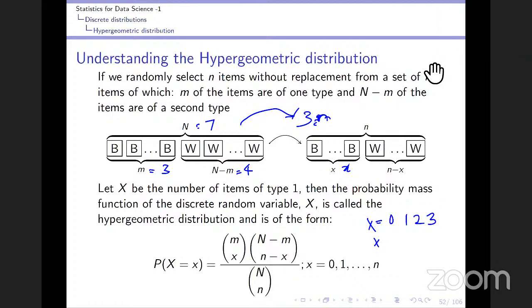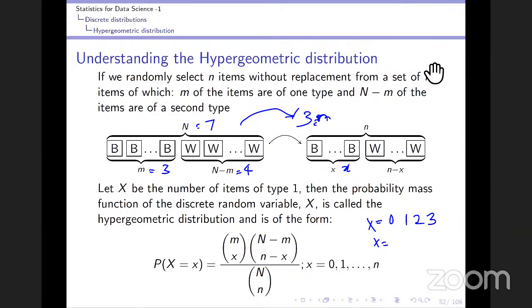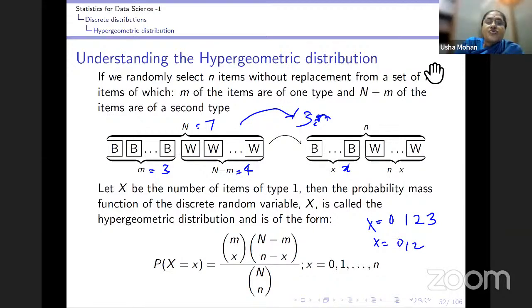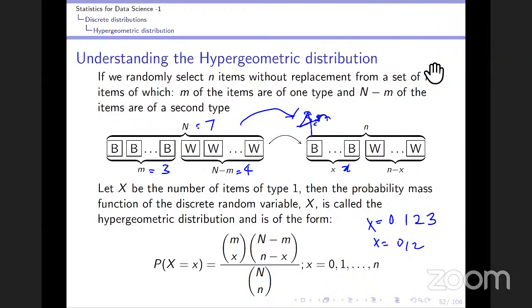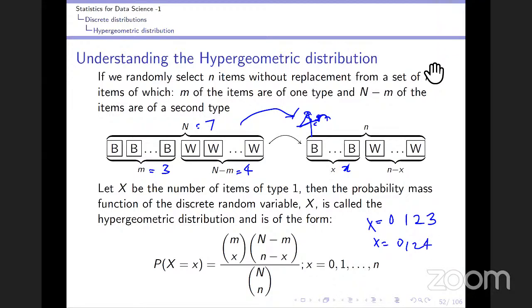Now, if I'm counting the number of white balls, what are the values it can take? 0 to 3. Suppose I am choosing 4 balls here. If I'm counting the number of black balls, what values can this take? 0 to 3. Again, white balls, 0 to 4. Is it clear?